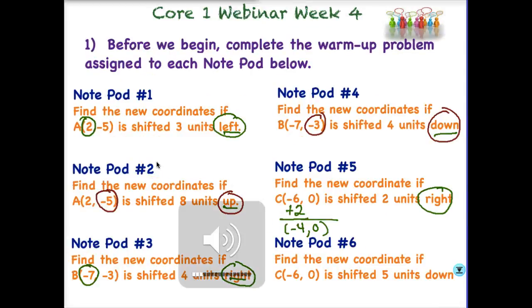If you shift to the left or right, you only change the x. If you shift to the left, it's the negative number, and if you shift to the right, it's a positive number. If it's up or down, you only change the y. If you're going up, it's positive, and if you go down, it's a negative number. That's perfect, you explained it perfectly.